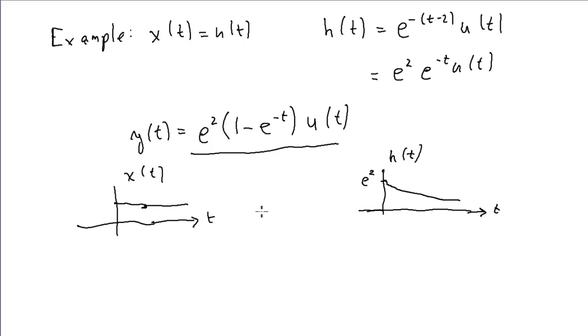And then the output also would start at t equal to 0. The output would look something like this. At t equal to 0, it is 0. Again, it's continuous. It's 0 for t less than 0. And then it's going to build up to approach e squared as t becomes large. So this is what the output looks like for a system that has this impulse response in response to a unit step.